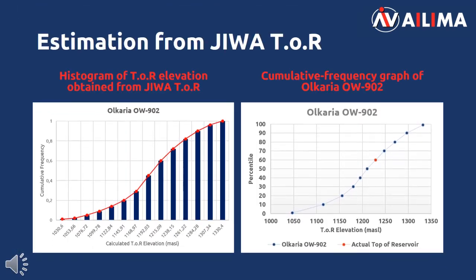We present to you the histogram of the TOR elevation obtained from GeoTOR and also the cumulative frequency graph of Olkaria OW902. The relatively sloped curve shows that for Olkaria OW902, the uncertainty level of determining the TOR in these reservoirs was relatively high. We inferred that the high uncertainty was due to the confirmation of the actual top of reservoir relying on the first euhedral epidote appearance instead of the pressure temperature profile. The actual TOR within this well is located in P60, which is denoted by the orange dot in the cumulative frequency graph of Olkaria OW902.